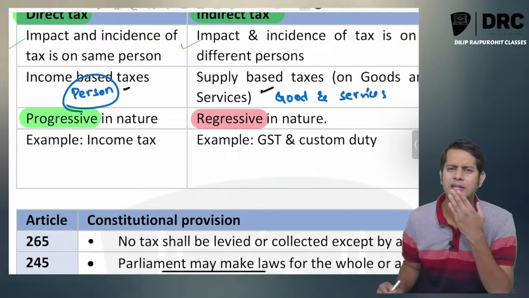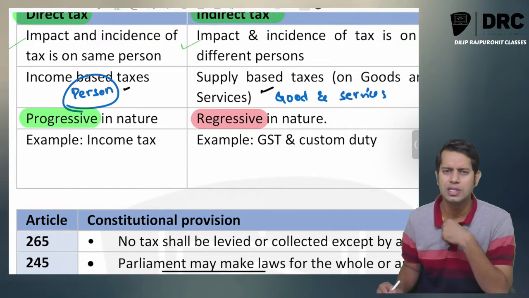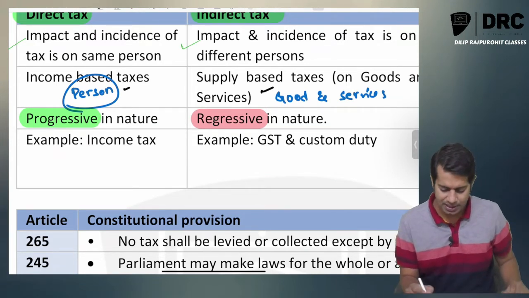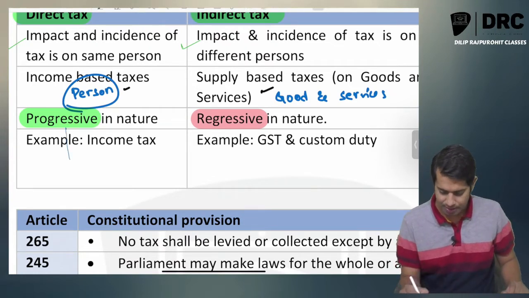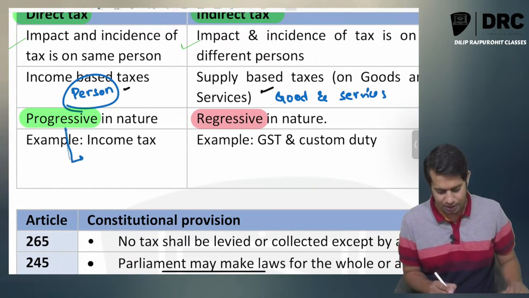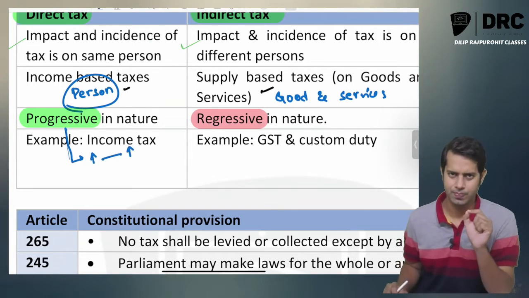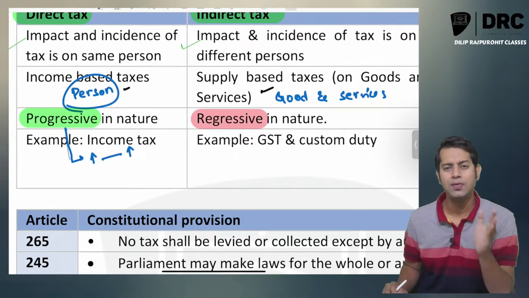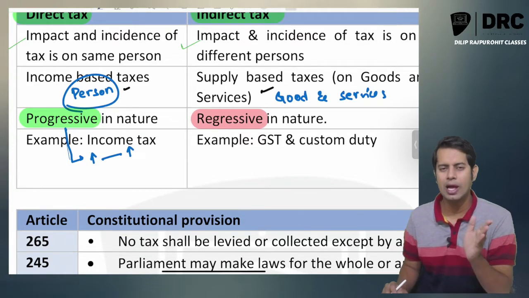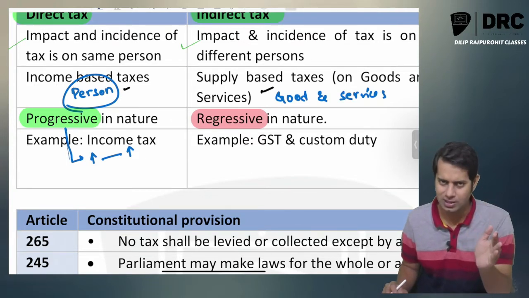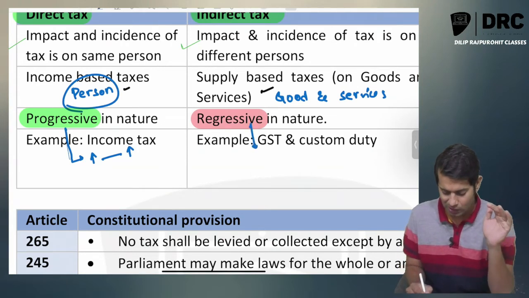Sir, what do you mean by this? One is progressive in nature, one is regressive in nature. See, this means that direct taxes says if you are earning more, pay more amount of taxes to me. Direct taxes says if your income is more, you will have to pay more amount of taxes to me. Whereas indirect taxes is not like that.